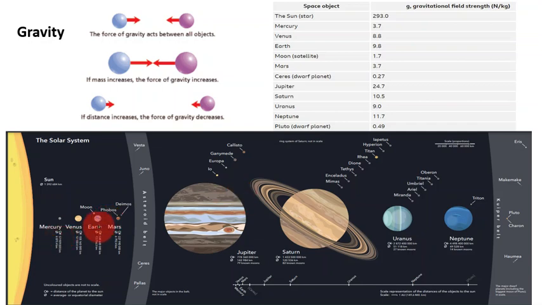Now, in our solar system, the sun has the biggest mass, and therefore it has the biggest force of gravity on all of these other smaller bodies or smaller objects of mass. And what that force of gravity does is it essentially keeps all of these planets orbiting around the sun. So there doesn't need to be physical contact between the objects. The force of gravity operates across the vacuum of space.